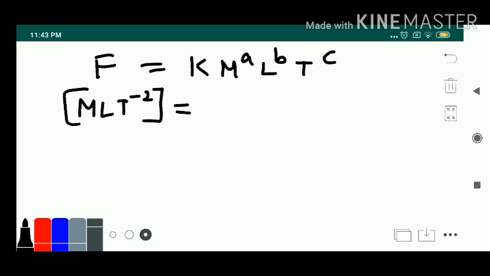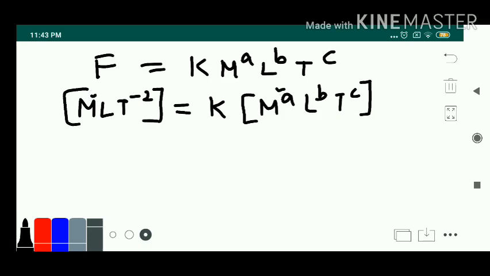What should I write? K m raised to a. I will write it in the bracket form so that it's very easy to understand: m^a l^b t^c. Now, what should we do? We have to equate the LHS m with the RHS m. Similarly, L and t.